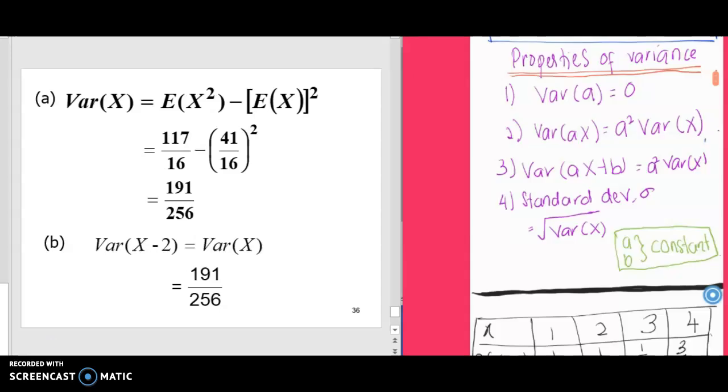For B, variance of x minus 2 is equal to variance x. Negative 2 dekat sini, kita kaitkan dengan ni. Variance for any constant is equal to 0. So, that's why dia jadi macam ni lah. So, jawapan dia akan sama dengan A.